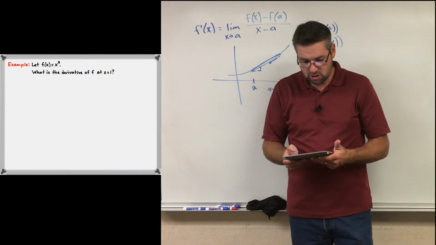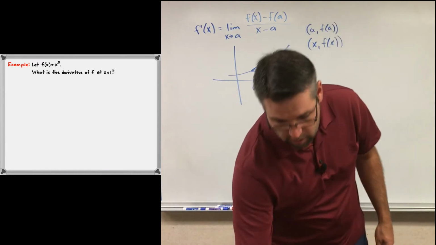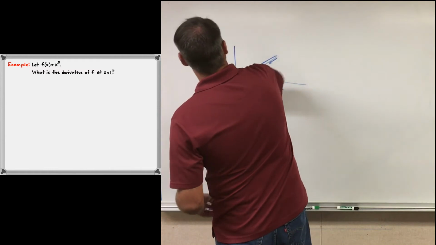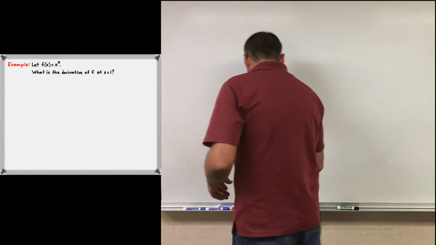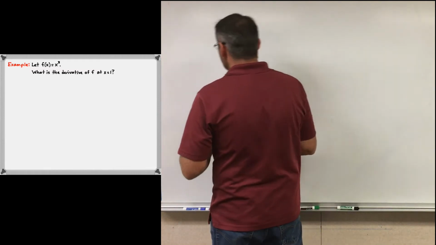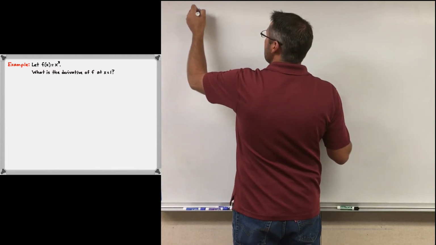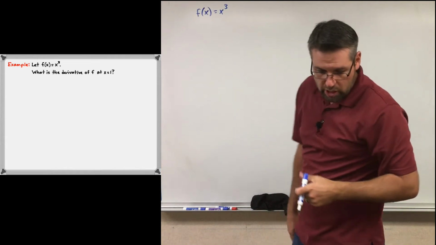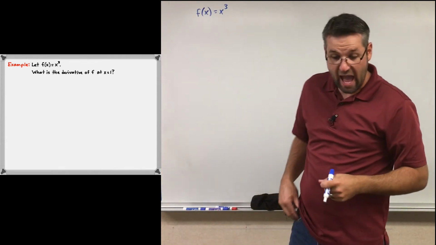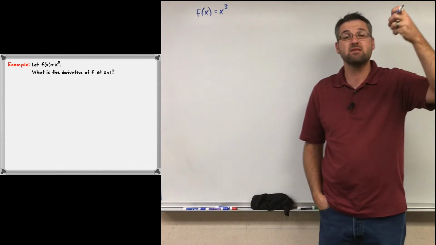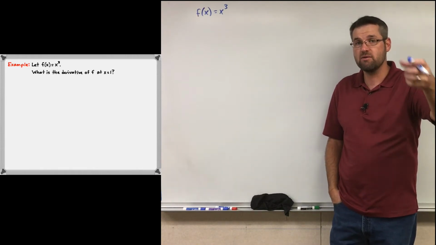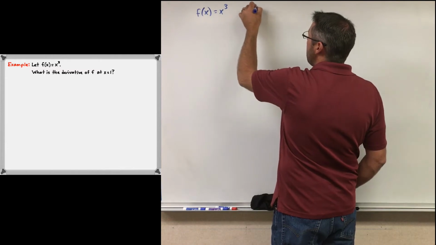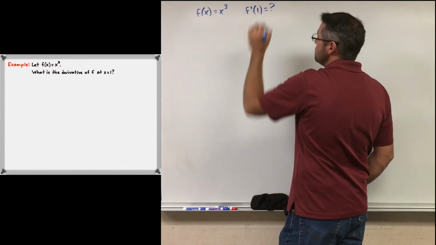All right? So let's go ahead and take a look at an example here. And I'm going to attempt to show you both ways to approach this. So we have f of x is equal to x cubed. And we are looking for the derivative at x equals 1. What does that mean? It means find the slope of the curve when x equals 1. So essentially, this is the question. We're looking for f prime of 1. That's the question there, okay?